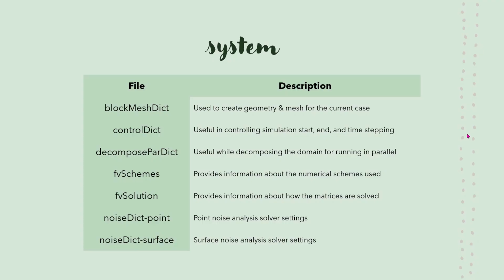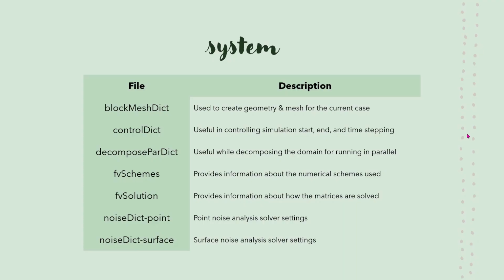Also with fvSolution, this primarily provides information about how the matrices of your field variables are going to be solved, along with how you are going to precondition them so that they are as diagonal as it gets, so as to ensure easier convergence, better accuracy, so on and so forth. The other two files that we have are very specific to the case that we have at hand right now. This is noiseDict, point and surface.